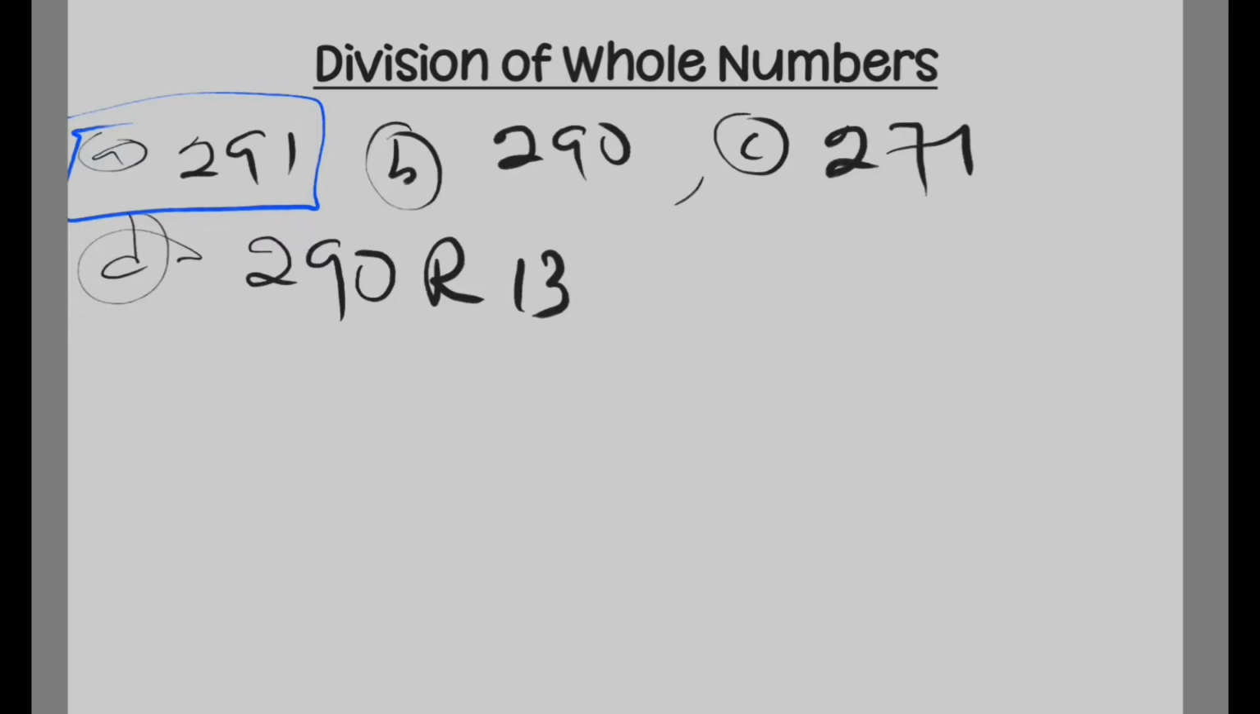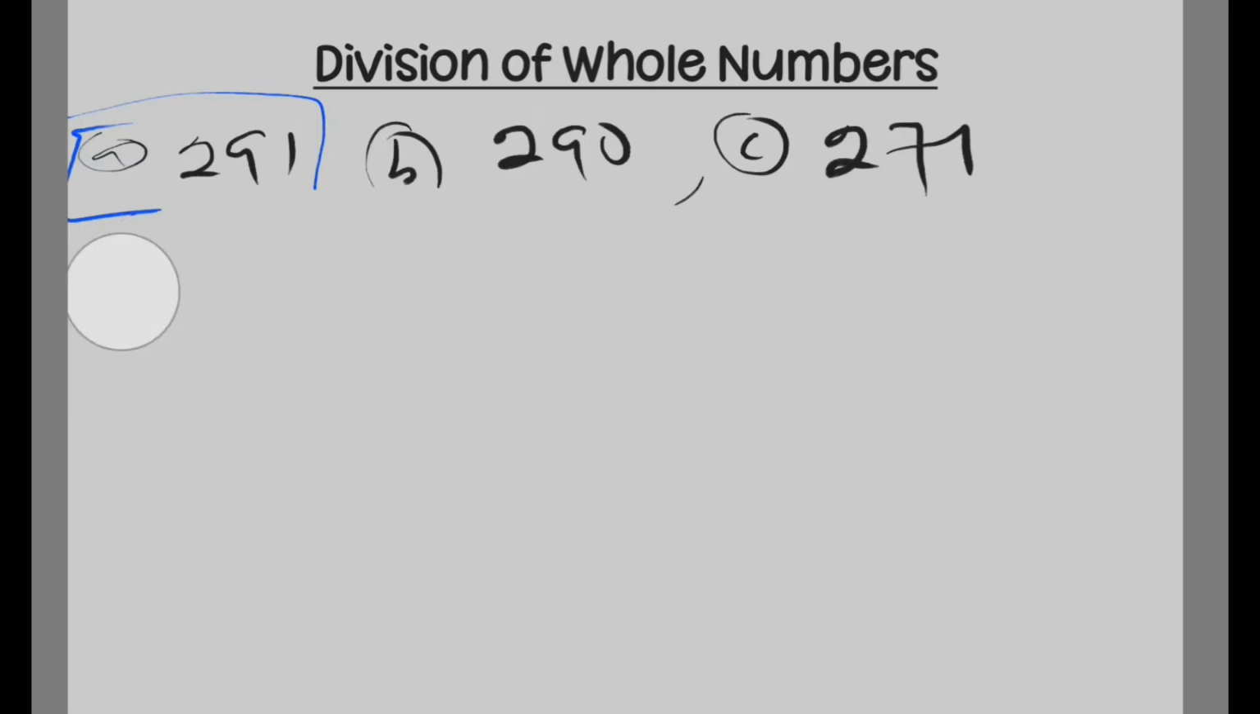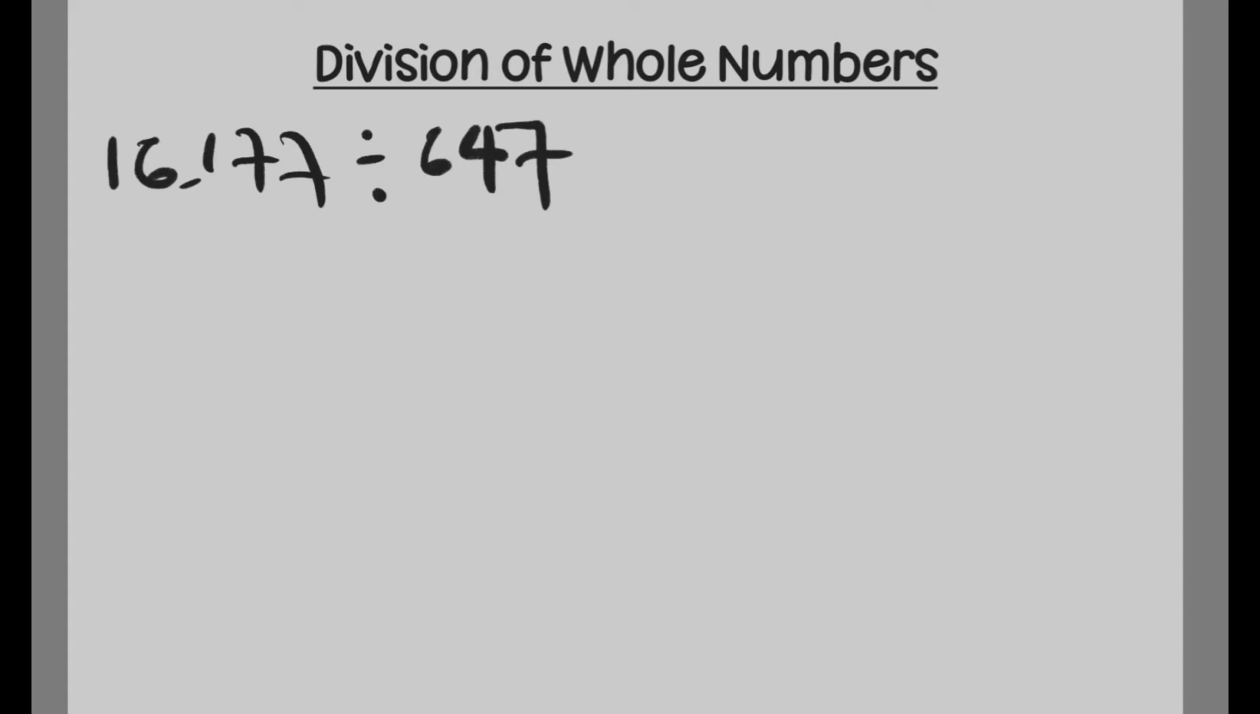I'm going to do one more example. So yeah, asked to divide 16177 divided by 647. Okay, how do we solve that? That's the question we're asked. Divide this number by this. So to do that, let's draw our lines.